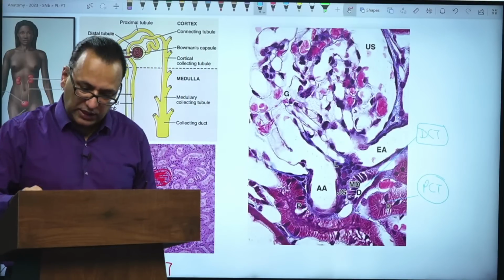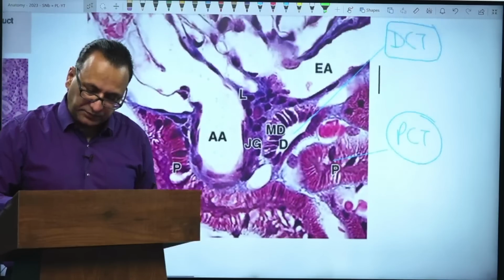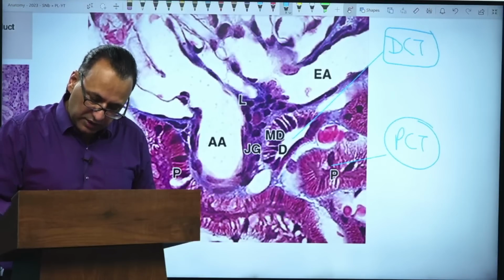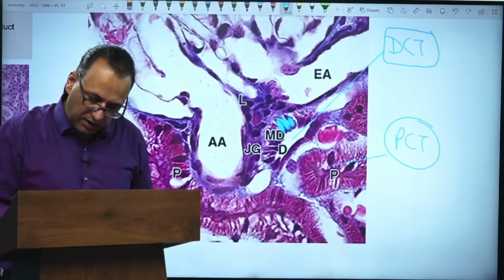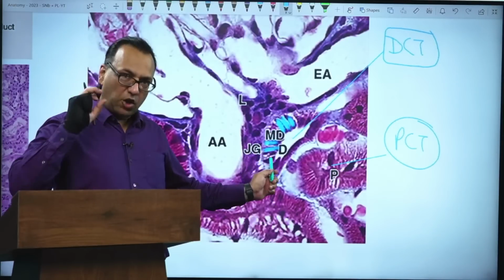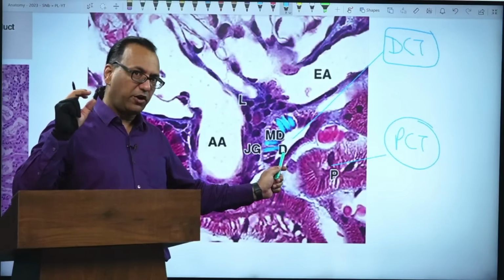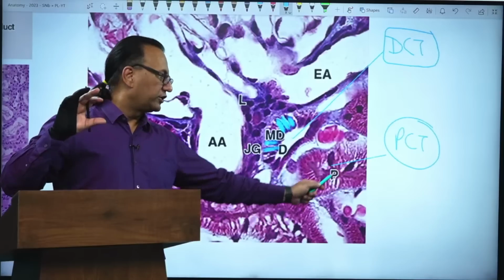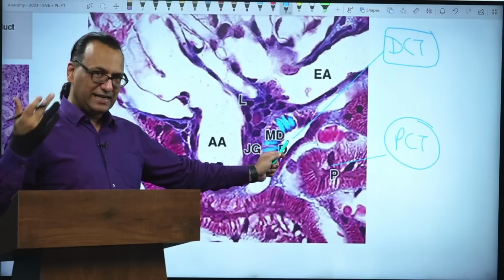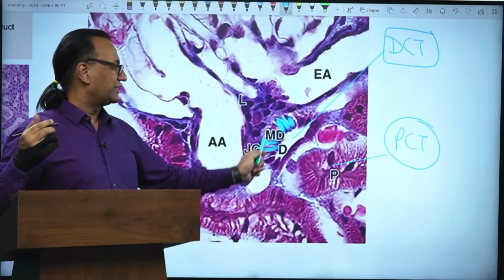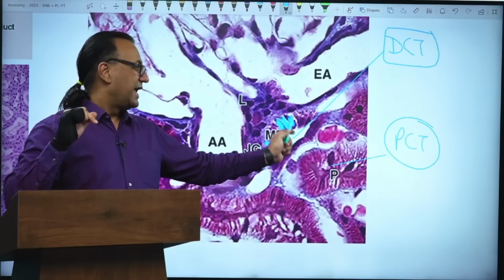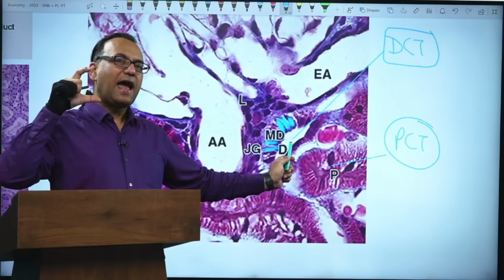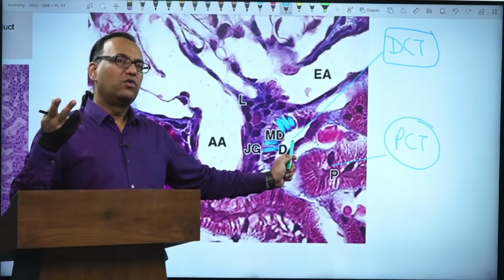So let me zoom this a little bit more, and you can see what we are talking about is this here. These cells, they are becoming columnar. The cuboidal cells of DCT, D for distal convoluted tubule, P for proximal convoluted tubule, less conspicuous lumen in PCT, more conspicuous lumen in DCT. In the wall of DCT you have macula densa cells. They are detecting the sodium concentration. If there is less of sodium, they can release adenosine, causing vasoconstriction, and also release of renin from afferent arteriole.